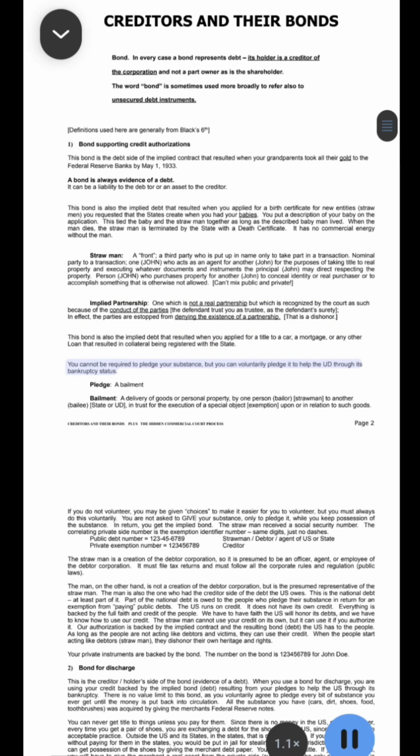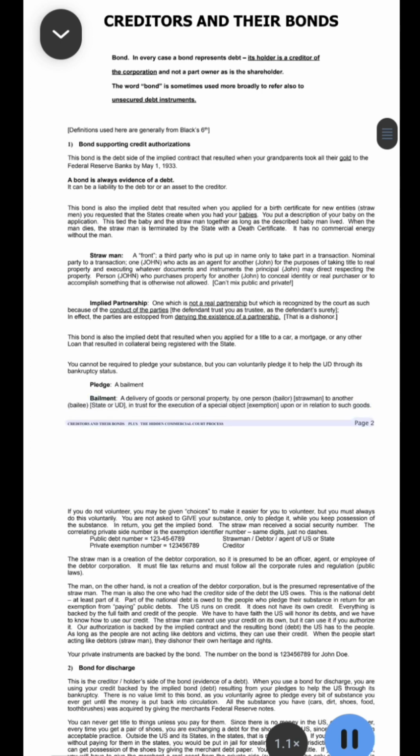You cannot be required to pledge your substance, but you can voluntarily pledge it to help the U.S. through its bankruptcy status. Pledge. A bailment. Bailment. A delivery of goods or personal property, by one person, bailor, straw man, to another, bailee, state or U.S., in trust for the execution of a special object, upon or in relation to such goods.